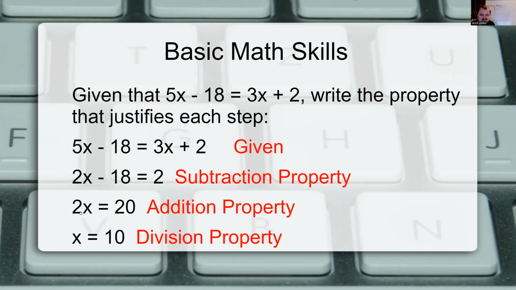And then lastly, 2x equals 20, and suddenly x equals 10. What did they do? They divided both sides by 2. So how did this get there? With the division property. So instead of showing all the steps, you're explaining the basic property that let you do the steps that you did.